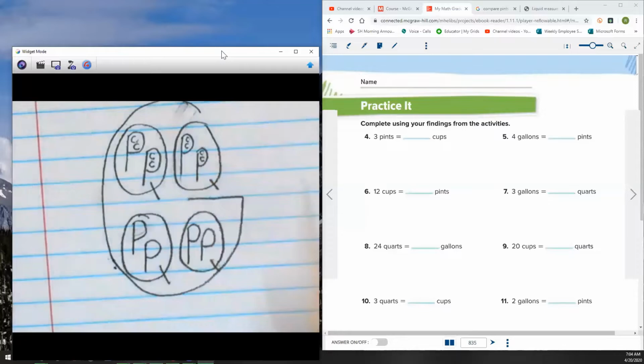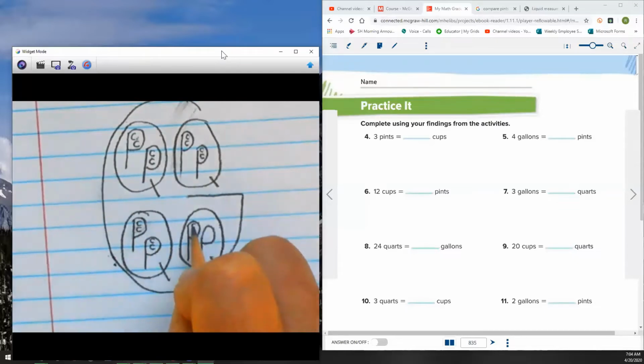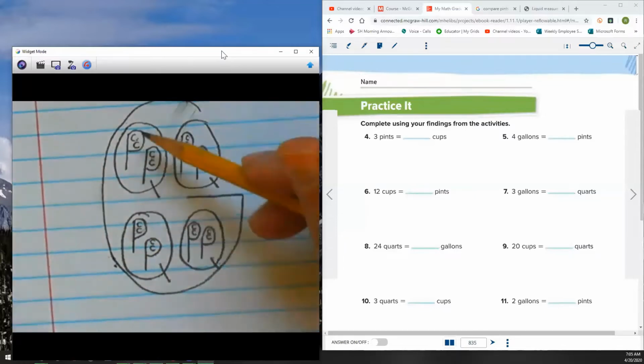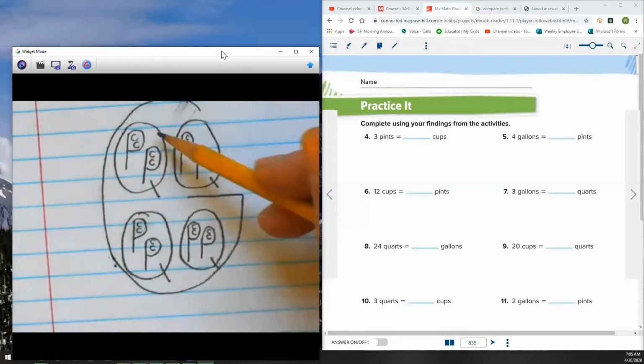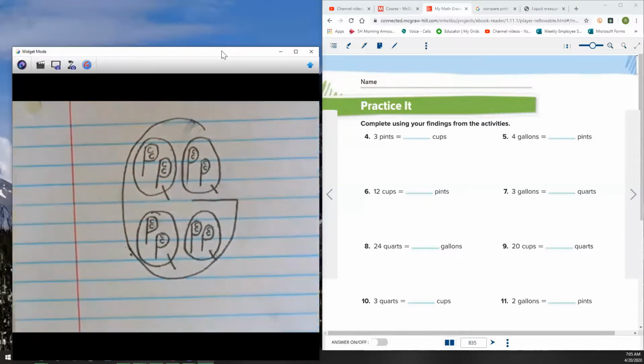Now what I like about this chart is you can write it anytime you want to. If you can't look it up on the internet, like when you're taking a test in school, you can always use this on your scrap sheet so that you can just write it down and it'll help you. So to remind yourself again that there are 2 cups in each pint, 2 pints in each quart, and 4 quarts in each gallon.